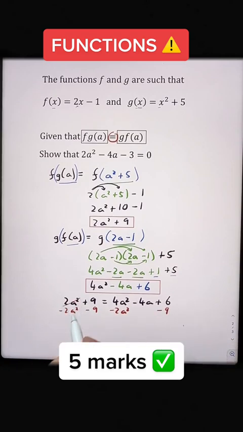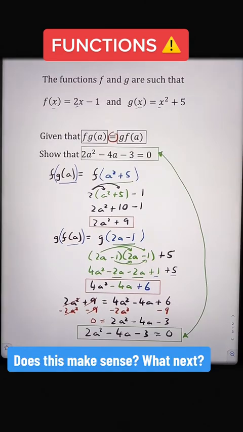On the left-hand side, 2a squared take away 2a squared will cancel, and 9 take away 9 will cancel, which will leave us at 0 on the left-hand side. On the right-hand side, 4 lots of a squared, subtract 2 lots of a squared, will simplify to give us 2a squared. I've still got negative 4a, and 6 subtract 9 gives us negative 3. Having the 0 on the left-hand side is the same as having the 0 on the right-hand side. Hence, I can rewrite my quadratic as being 2a squared minus 4a minus 3 equals to 0. Does this make sense? What next?